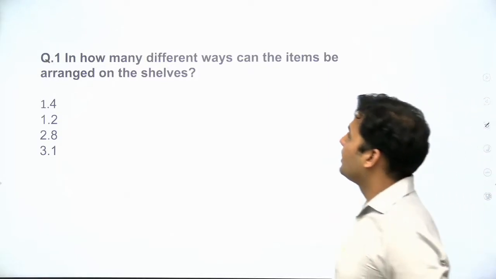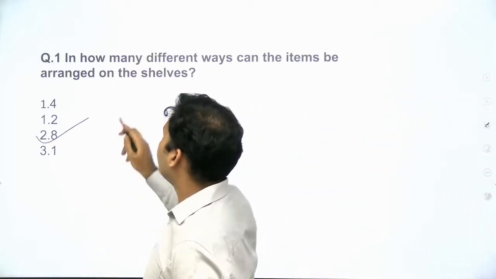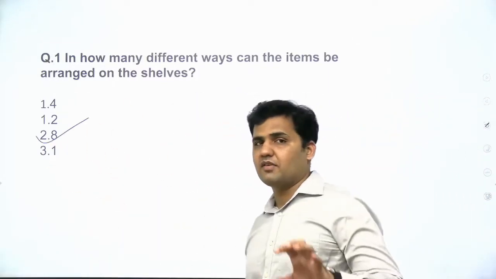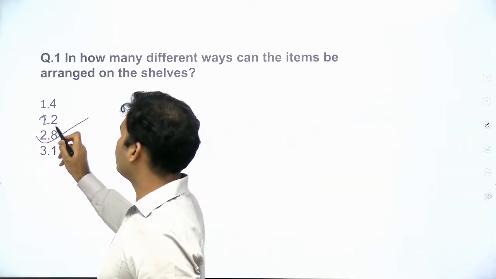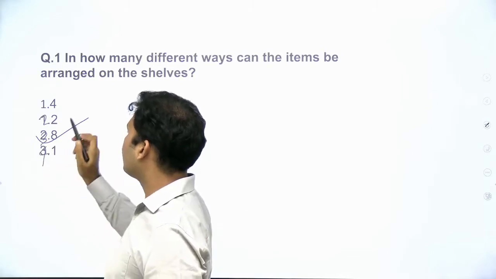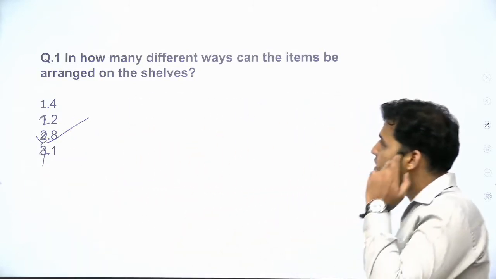So that means the total number of different ways in which these items can be placed on the shelf is 8. So the third option will be the answer, guys. Right? This is option number 2, this is option number 3 and this is option number 4. 8 is the answer of the question. Moving on to the next question.